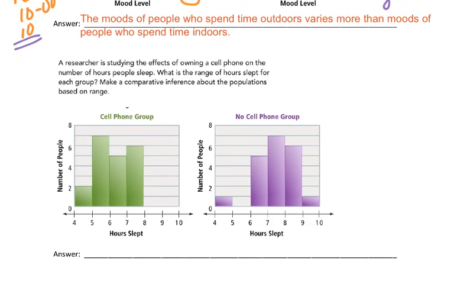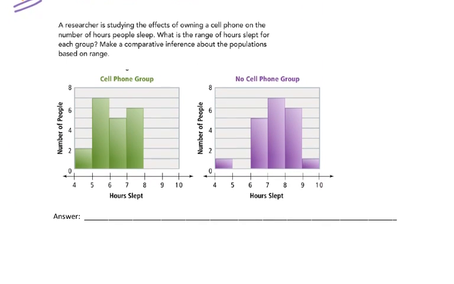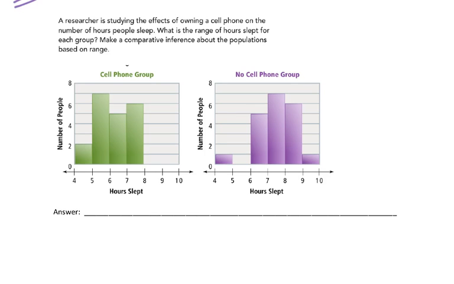So down here it says a researcher is studying the effects of owning a cell phone on the number of hours people sleep. What's the range of hours slept for each group? Make a comparative inference about the populations based on range. Again, make sure that you realize that the question is asking you to make an inference based on the range. So if you take a look at the cell phone group here, we have a range from the biggest being 8 to the smallest being 4. So the range is 8 minus 4, so that would be 4 hours.